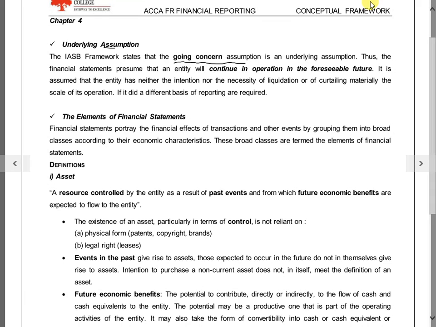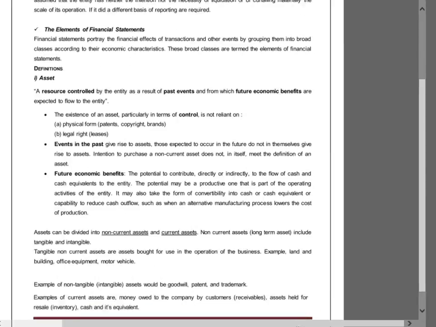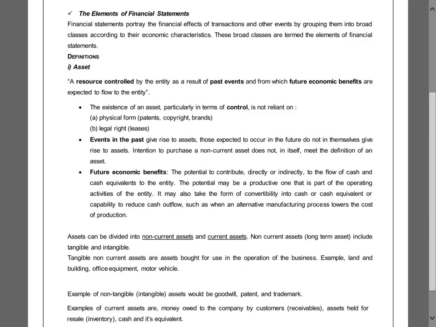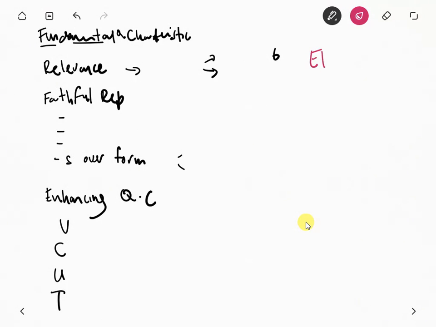Done. That was the chapter on the underlying assumption only. Now, next will be elements. Elements are ALE: asset, liability, equity, and income and expenses. So we have five elements: asset, liability, equity, income, and expenses. Of course, ALE is in your SFP, and income and expenses are in your SPR.